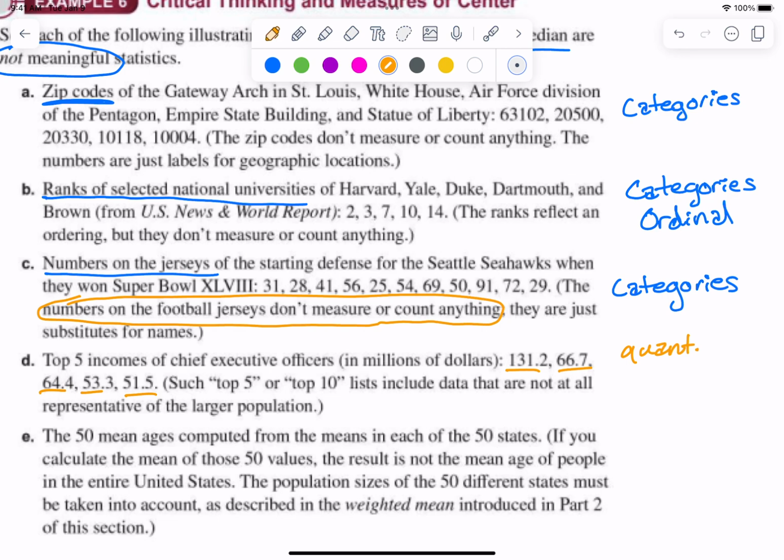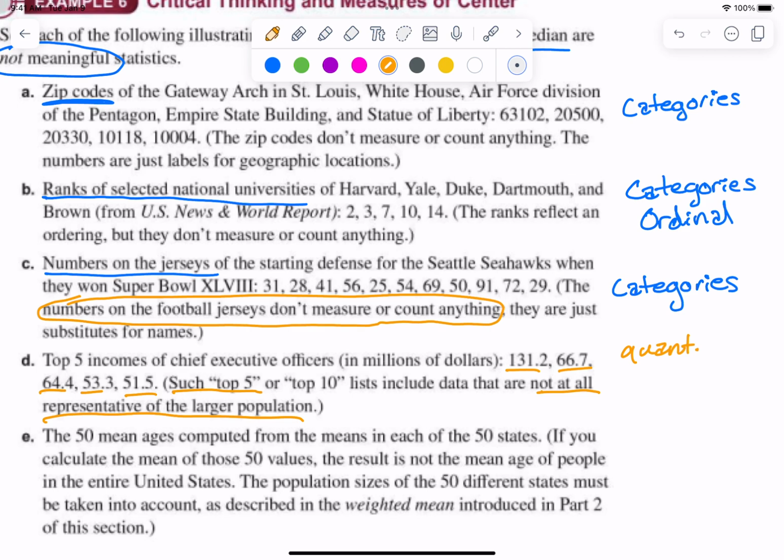Because they're so different. The top 5 are not at all representative of the larger population. That's just the top 5. That doesn't really tell me a whole lot other than the top 5. I can't use that to then interpret anything about a population of everybody, right? Because the top 5 are not going to have the same income as everybody else, right? So it's not as useful to do it that way.